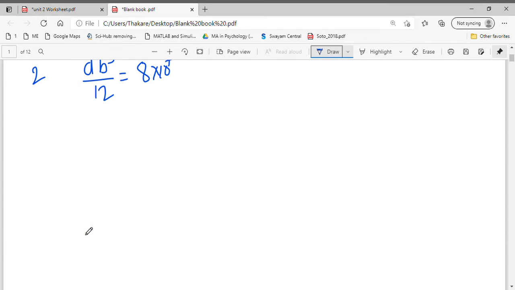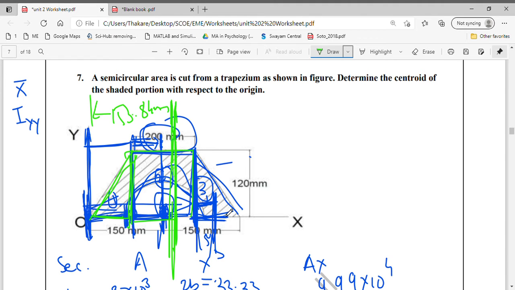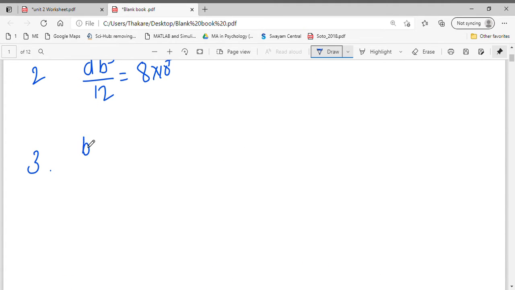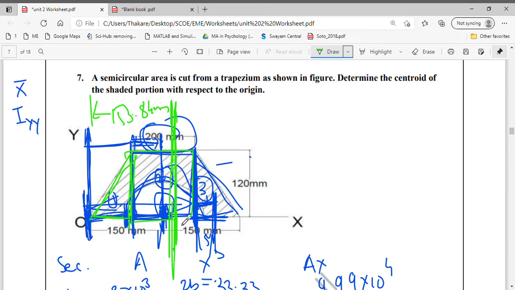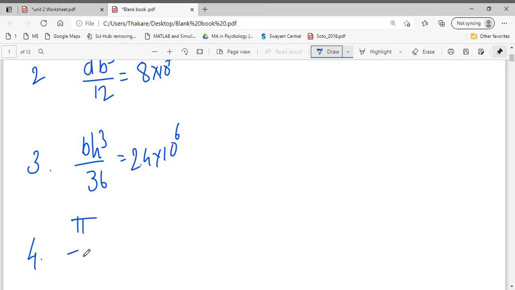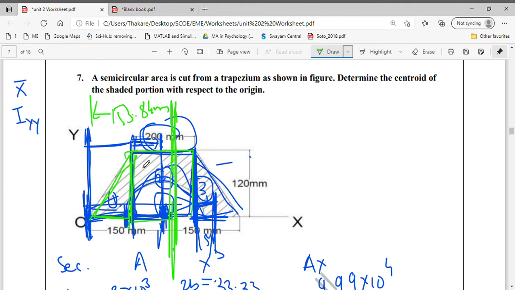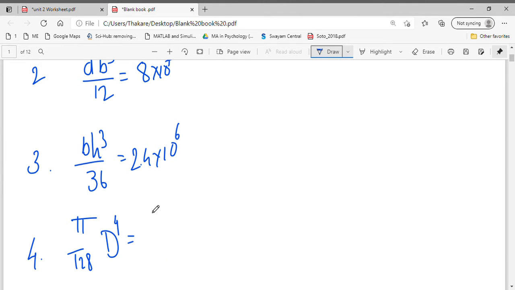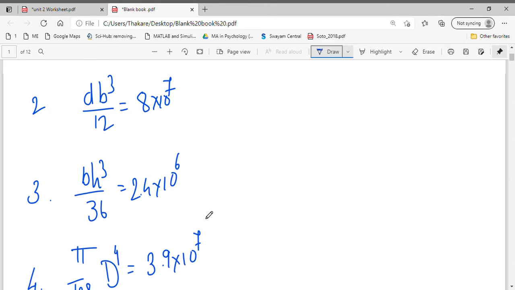Then we have third section. Again, a right angle triangle. For a right angle triangle, you have BH cube by 36. Its value is 2.4 into 10 to the power 6. And our last is your semicircle. For semicircle, its moment of inertia about vertical axis is given by pi by 128 d to the power 4. Our d is 200, so pi by 128 into 200 to the power 4, it comes out as 3.9 into 10 to the power 7.